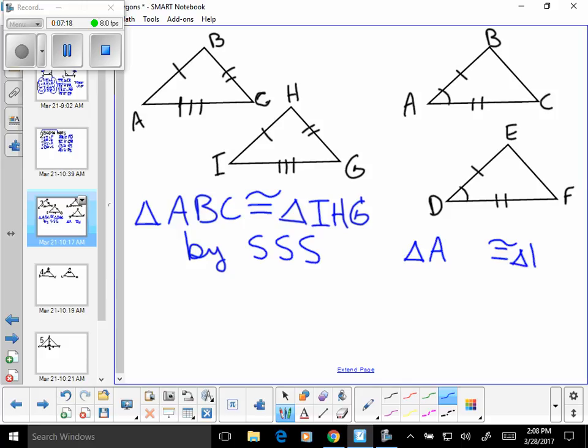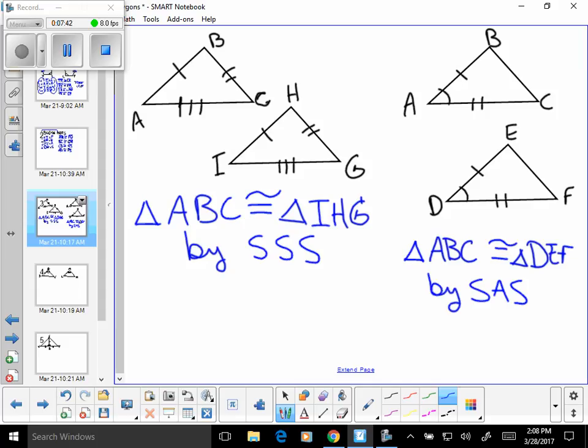So I can put those in the same relative position. Line segment AB is congruent to line segment DE. So I know that it can go from A to B and D to E. And that leaves me with vertex C and vertex F. And that is true by what we call side, angle, side.